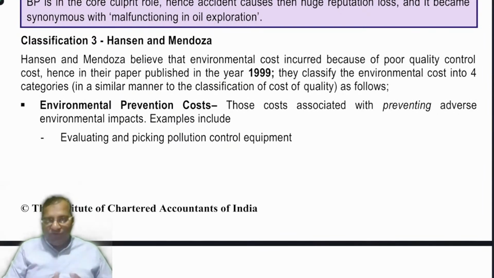Internal failure cost: if before delivery to the customer, we as an organization were able to know that these are defective products, then the cost incurred on such defectives is known as internal failure cost. While if the defect has been identified by the customer after the goods have been sold, then it is known as external failure cost. Okay, so a beautiful combination of cost of quality and environmental management accounting. Now I'm quite confident, beta, that once we revise the cost of quality frame, you can easily interpret how they have modified the cost of quality concept into environmental management accounting.